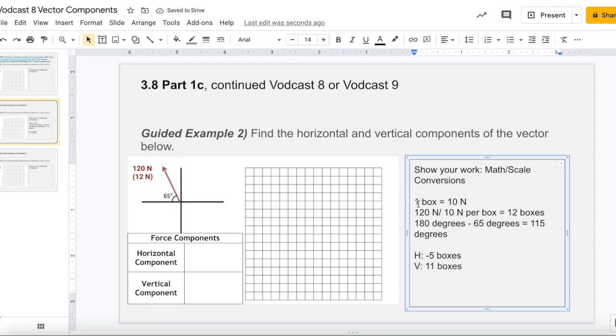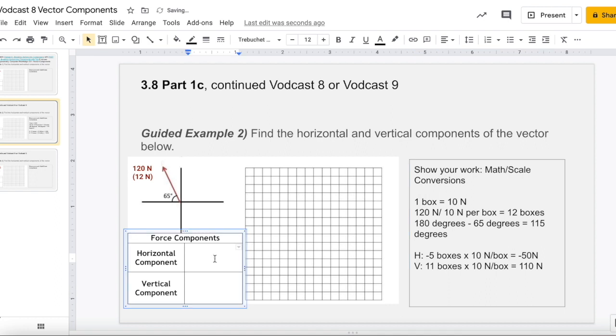And since my scale was 1 box equals 10 newtons, what I'm going to do is multiply by 10 newtons per box. That gives me -50 newtons for the horizontal, and 11 times 10 newtons per box is going to give me 110 newtons for the vertical. And that's my final answer. -50 newtons and 110 newtons.